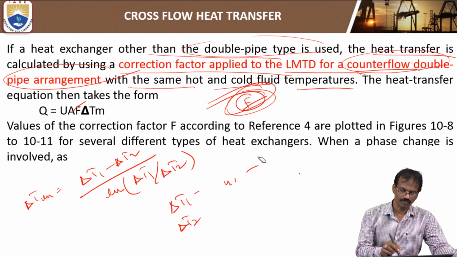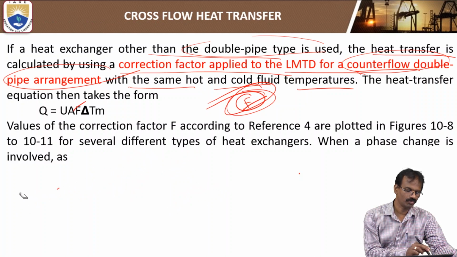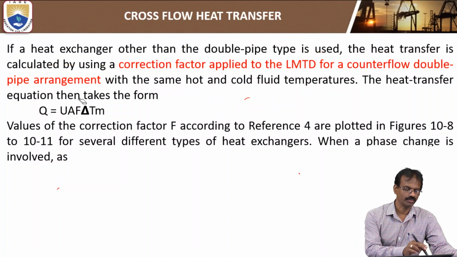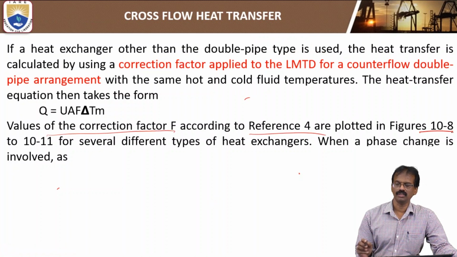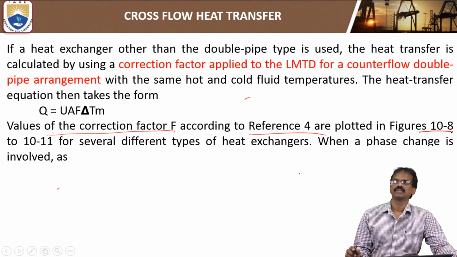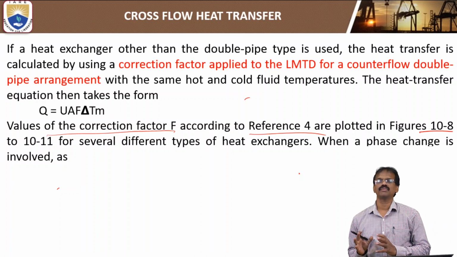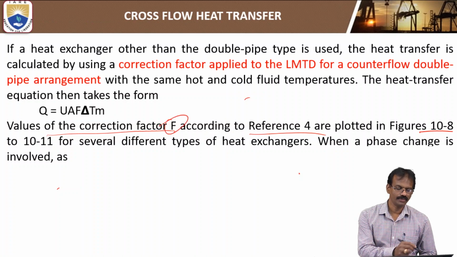Okay, how to find F? We'll see that one also. If you know that F value, then you can use the formulas of counter flow exchanger. Then you can solve the numericals for rate of heat transfer in the cross flow also. The values of correction factor F according to the reference flow are plotted in different graphs. These are the figures which are given in the data book. By using those figures, we can take the F value from the figures.